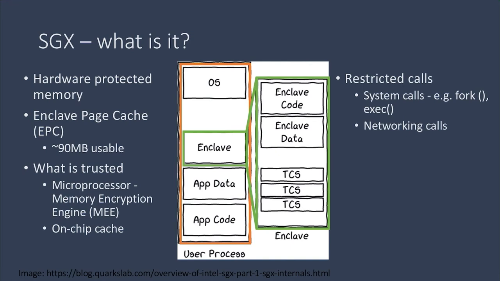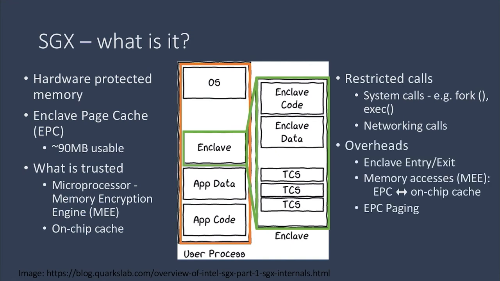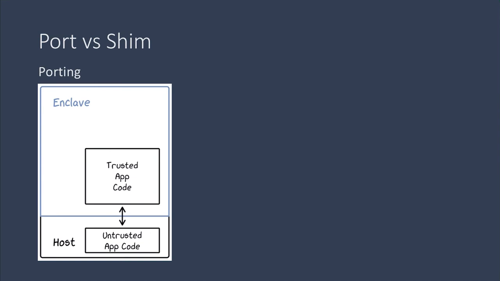There are some overheads involved with running programs on SGX: entering and exiting the enclave, the encryption and decryption overhead due to the memory encryption engine, and EPC paging, which involves a significant overhead, and the general consensus is to avoid it at all costs. Given the restrictions on what can run inside an enclave and the size of the enclave, the programmer needs to think carefully about how to partition their code for SGX.